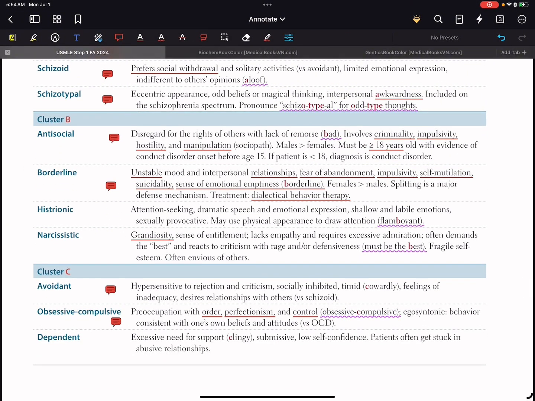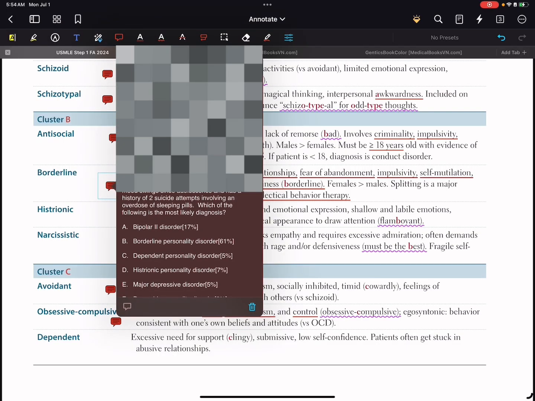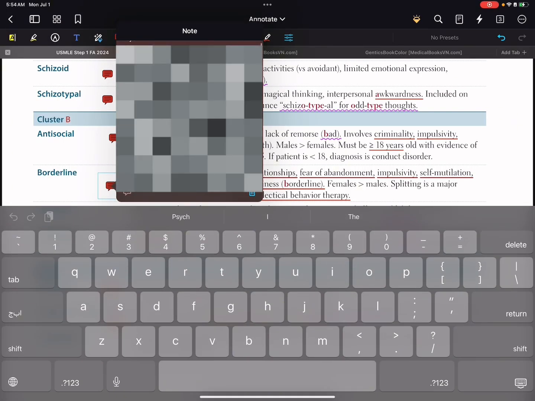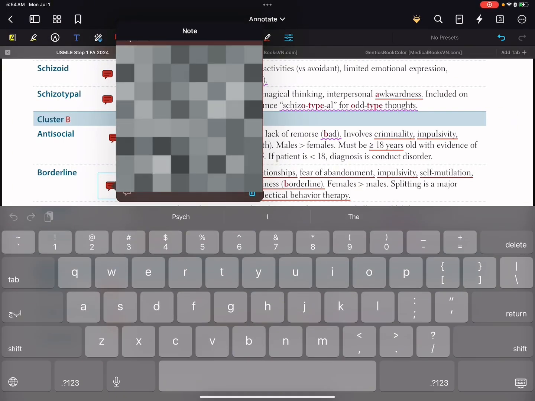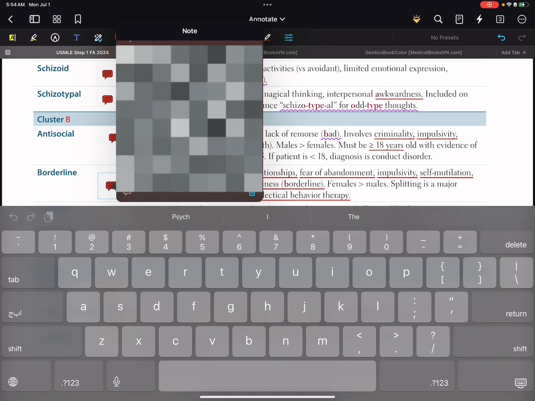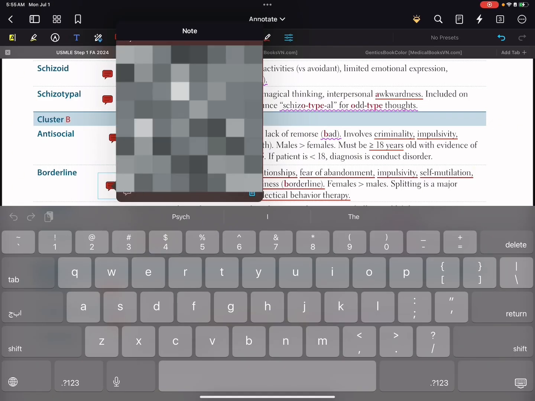borderline, females more than males. Splitting is a major defense. Treatment is dialectical behavior therapy. Okay. The patient presents with intense sadness, emptiness, and despair for the past week following the breakup of her month-long relationship. So it's only a one-month romantic relationship. For the past week, she has had difficulty falling and staying asleep, but has had no change in appetite, energy level, or concentration. She feels betrayed by her boyfriend and is furious at her parents for turning against her since the last week. The patient has been going to bars. This is the thing that gives it away. Going to bars, unsafe sex, drinking excessively, mood swings. She has a history of suicide attempts.